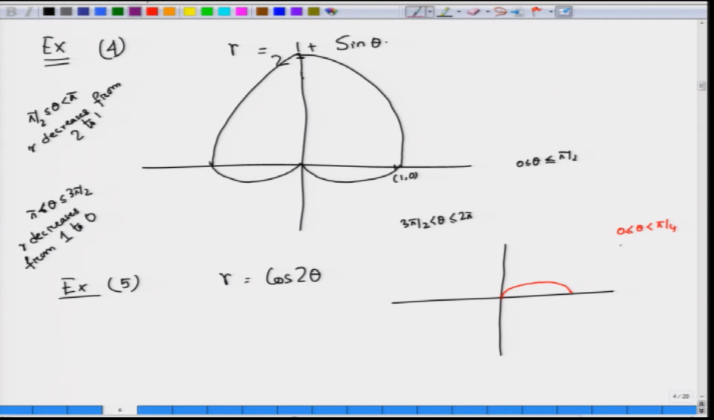Now, at pi by 2, this is going to be cos of pi, which is negative 1. So, this is going to be like this. Then next let us look at pi by 2 to 3 pi by 4. So, minus 1 at pi by 2, and at 3 pi by 4 this is going to be 0. So, we will do like this. Now, 3 pi by 4 to pi, this is going to look like this. Now, again this is going to rotate. So, basically now I have the curve.